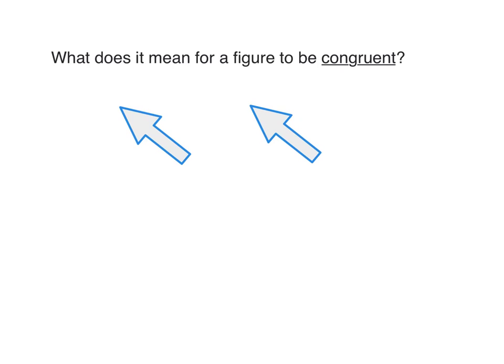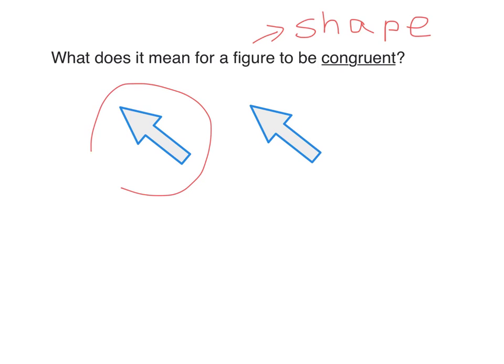One question you might have after looking at your homework is, what does it mean for a figure to be congruent? The word figure is just a fancy word for the word shape, so don't be confused by that. If we're looking at this arrow, for example, a congruent shape would be the exact same size and look exactly the same as this arrow, just like this one over here.